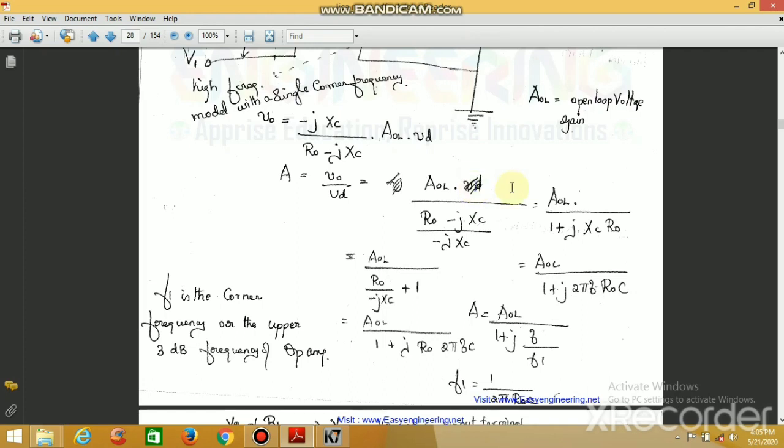So this particular equation AOL divided by 1 plus j 2 pi f R naught C can be rewritten as A is equal to AOL divided by 1 plus j f by f1, where f1 is equal to 1 by 2 pi R naught C. So this f1 is called the corner frequency, and this corner frequency is denoted at the 3 decibel level of the gain.